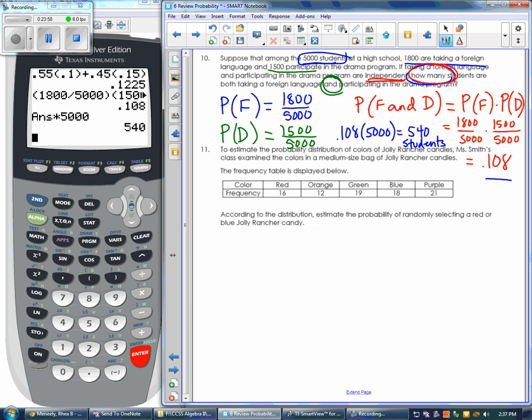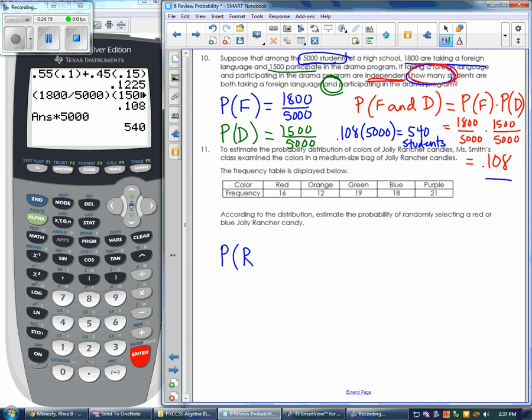In number 11, this is actually one of the easiest ones on here. This goes back to what we did like day 1. To estimate the probability distribution of colors of Jolly Ranchers candies, Miss Smith's class examined the colors in a medium-sized bag of Jolly Ranchers. The frequency table below is displayed. According to the distribution, estimate the probability of randomly selecting a red or a blue.